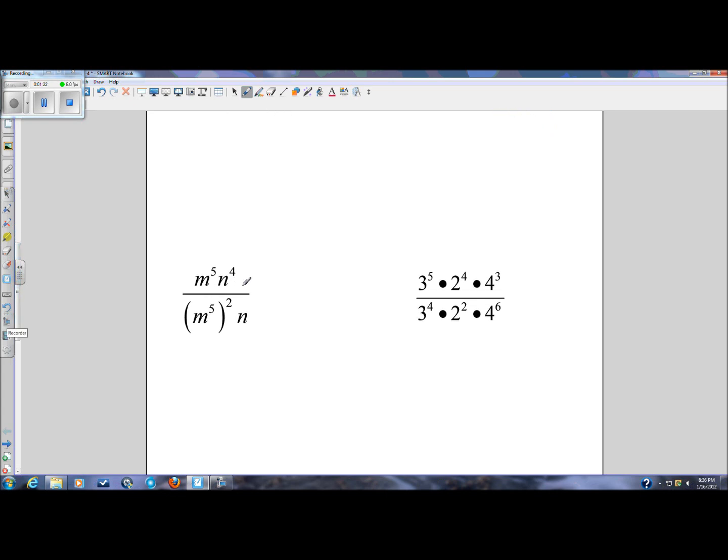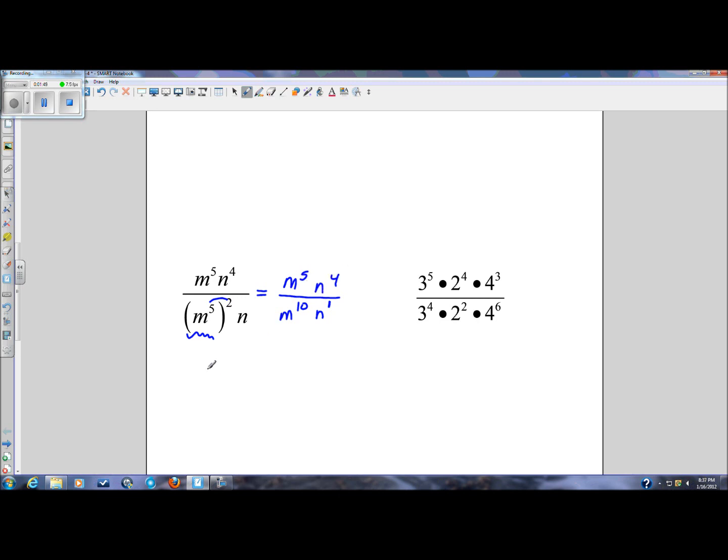Next, let's take a look at m to the 5th, n to the 4th, over m to the 5th raised to the 2nd power times n. Now, first thing we want to do is let's simplify this m to the 5th raised to the 2nd power. So multiply the 5 and the 2 together, and we get m to the 10th. Now we can put an n to the 1st here. In the numerator, we still have m to the 5th, n to the 4th.